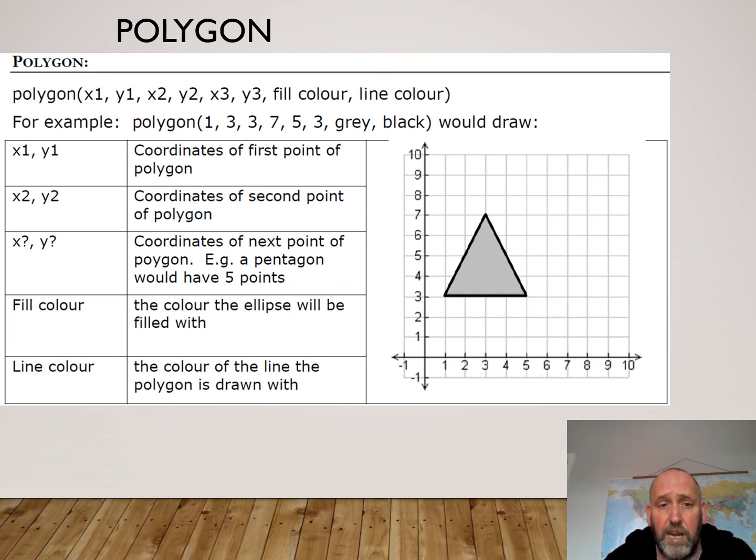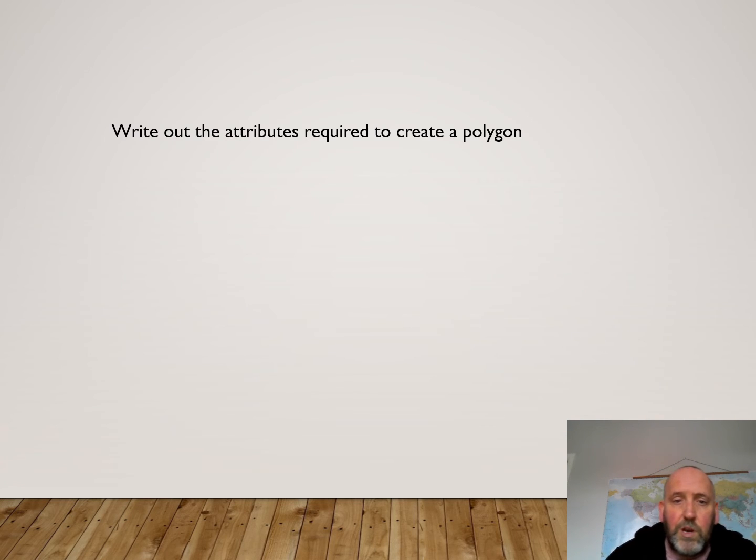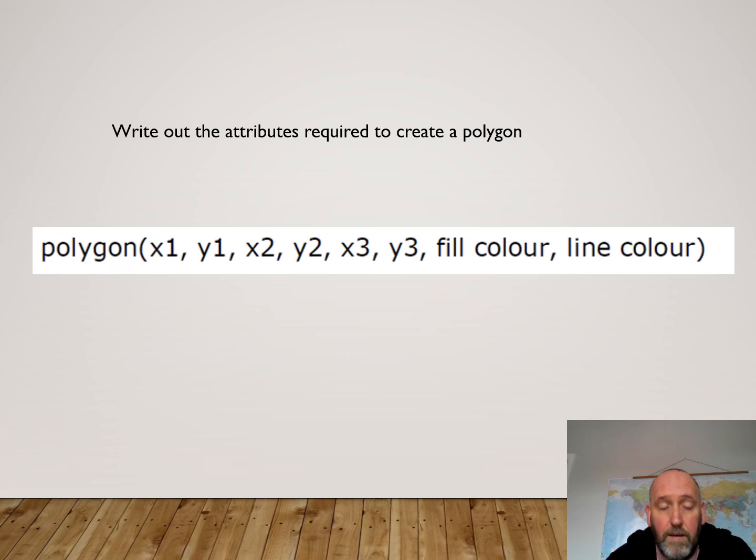The polygon, three-sided shape. We need our X1, Y1, X2, Y2, X3, Y3, fill color and line color. And here we've got an example. A polygon 1, 3, 1, 3, 3, 7, 3, 7, 5, 3, 5, 3. Fill color grey, line color black. Write out the attributes required to create a polygon. Pause the video. There we are, polygon. X1, Y1, X2, Y2, X3, Y3, fill colour, line colour.